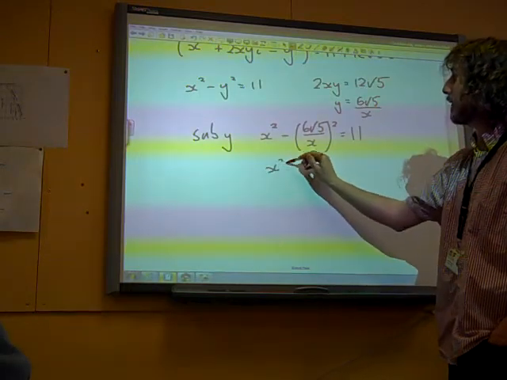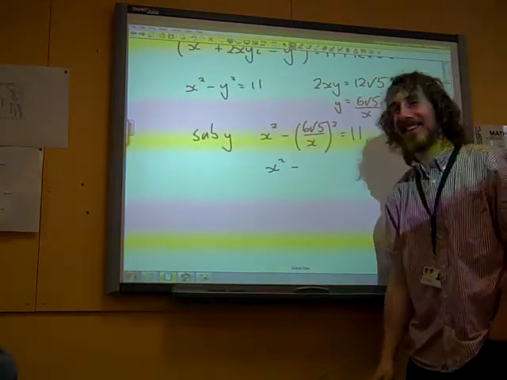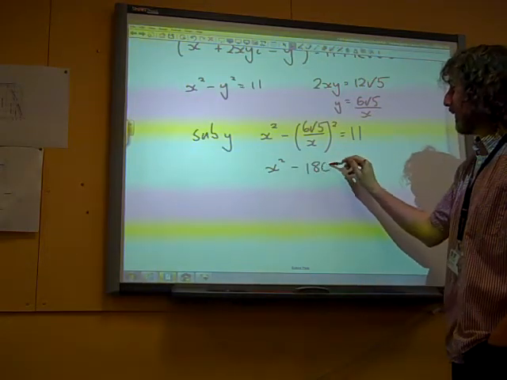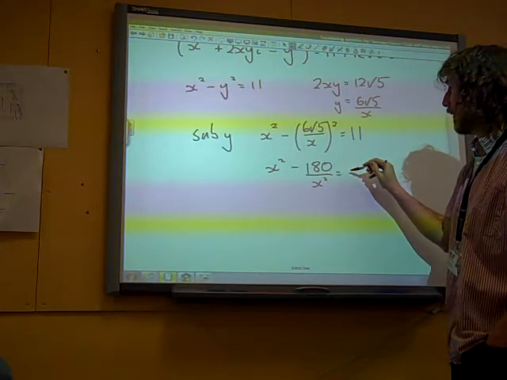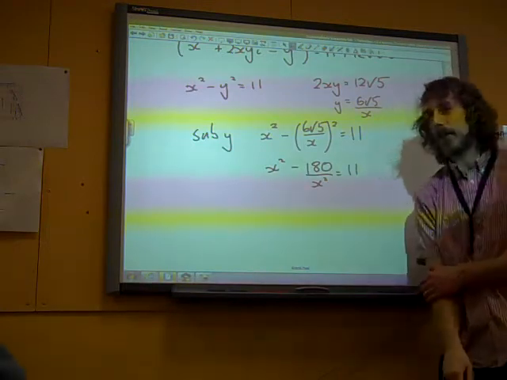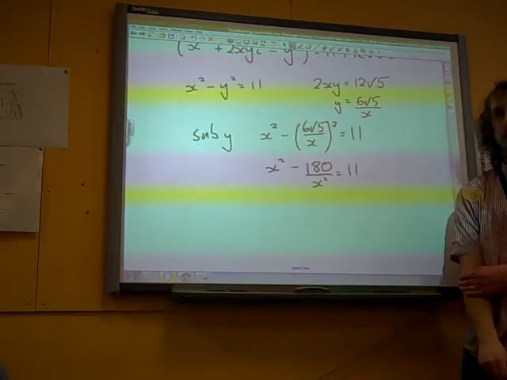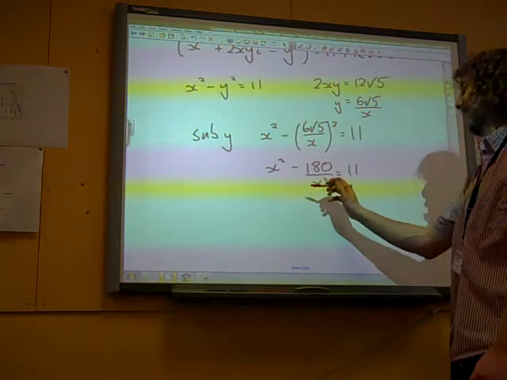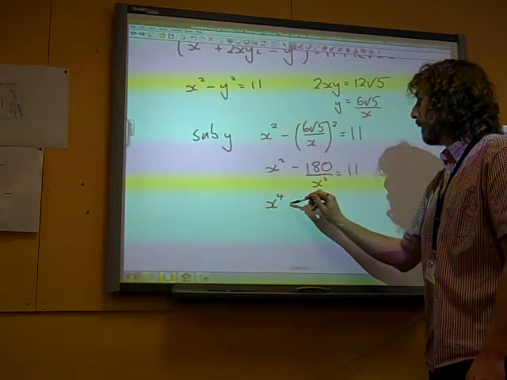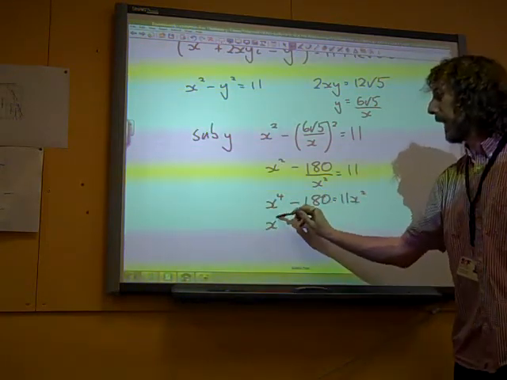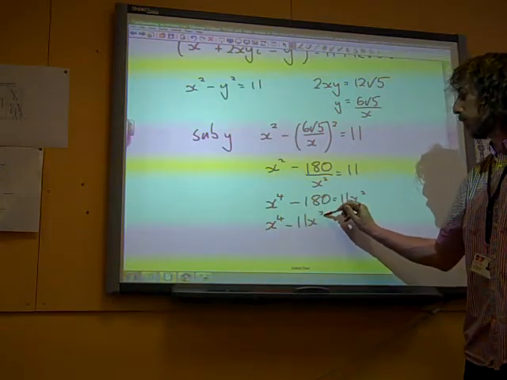Right, x squared minus 180 over x squared is 11. Is that right? 6 root 5 squared is 180, isn't it? 36 times 5. Is it? Okay. So x to the 4 minus 180 is 11x squared, giving us a stealth quadratic.